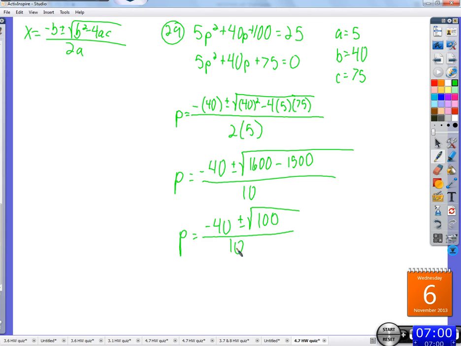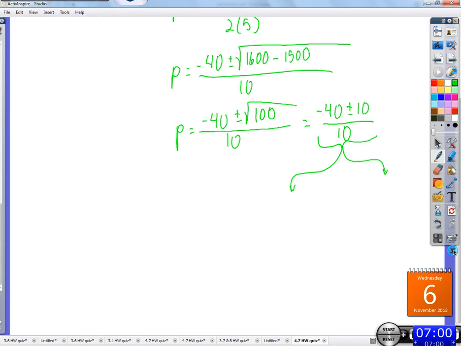over 10. Well, this is nice. This is convenient because the square root of 100 is 10. It's nice. It doesn't always work out as nicely, but it does now. So this really represents, when we put it all together, two different numbers. How do we get those two different numbers? Plus or minus.